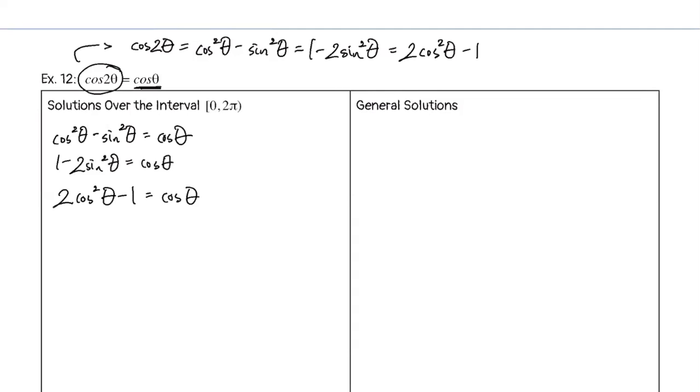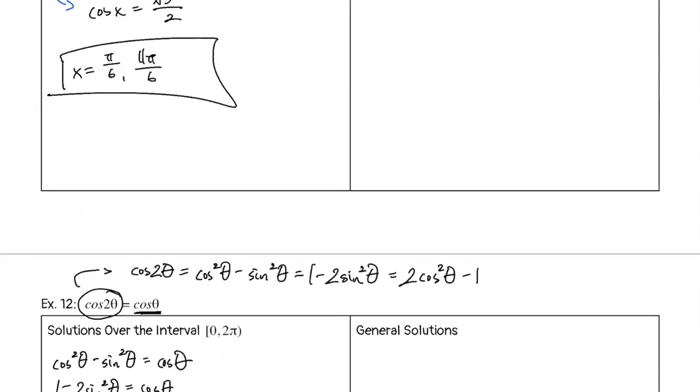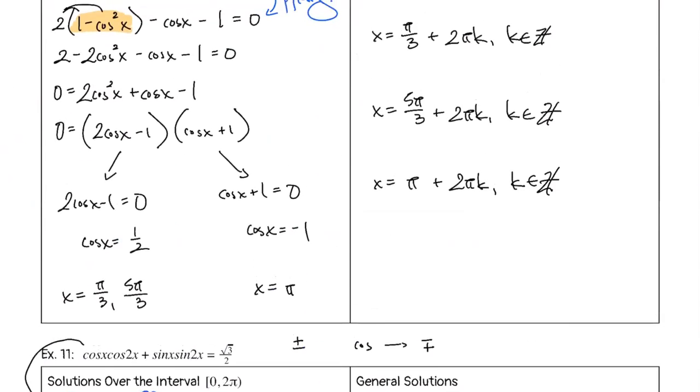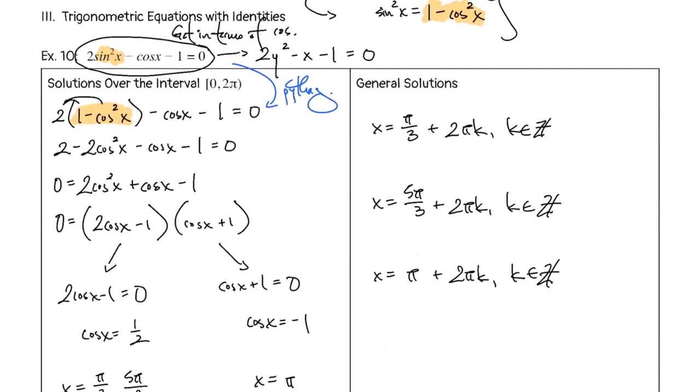Anybody have any instincts around this one? Yes, 2 cosine squared minus 1. Your reasoning behind that? Why this last one? Because everything is in cosine. That's similar to the logic we used up here for number 10. We want everything to be one trig function, all sines or all cosines, all of the same.